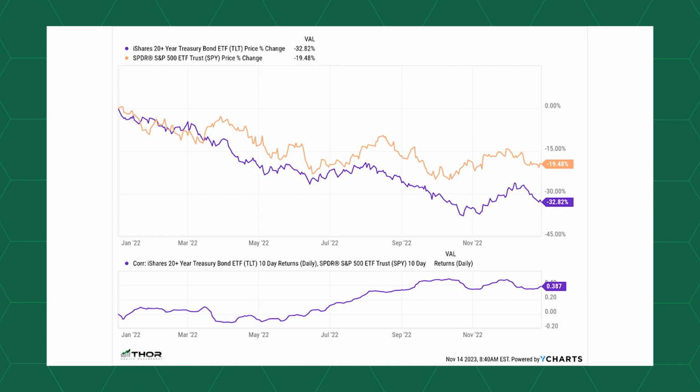And this is why you should never use beta for analyzing individual securities, whether it's ETFs or stocks, individual stocks, because the correlation does change at certain times. And this is not a good way to say, hey, I'm lowering my risk in the portfolio, because if you did that in 2022, you can see actually you increase your risk with TLT at that time, and you had worse performance by putting that into your portfolio.